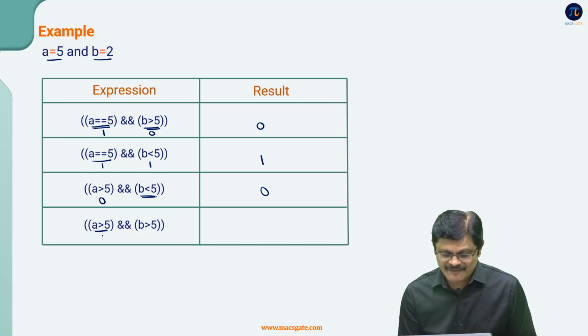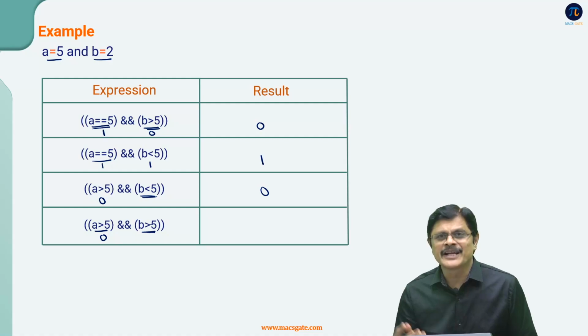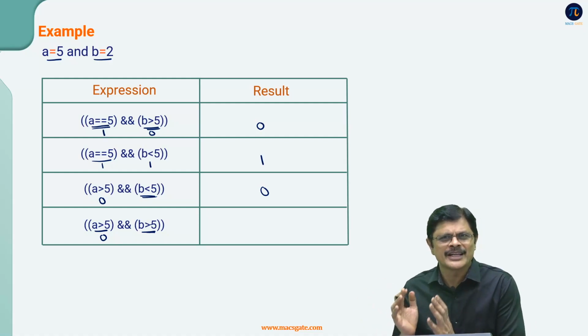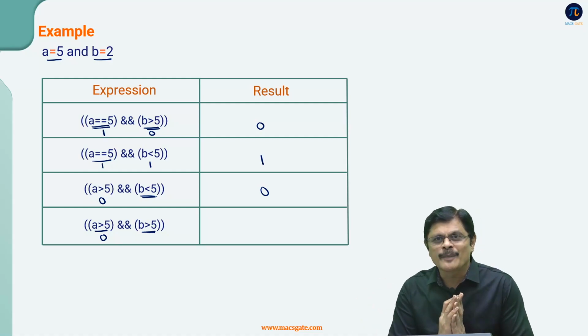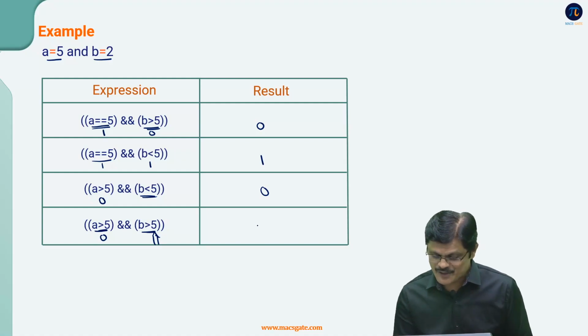Now, A greater than 5 is false. So, independent of this, whether B is less than 5 or greater than 5, it will not even evaluate the expression. Suppose if there is some assignment or anything involved in that particular expression, it will not be executed. Generally, we try to use pre-increments or post-increments. Okay? Those increments will not happen because short circuit happens. You have to be very careful. So, the answer is 0 here.